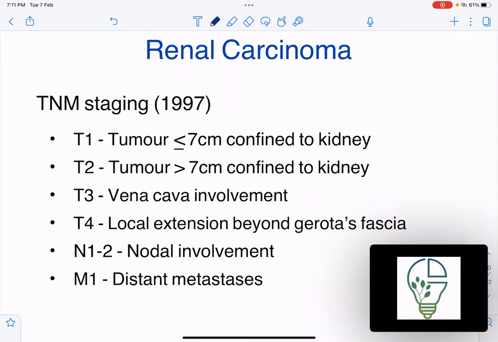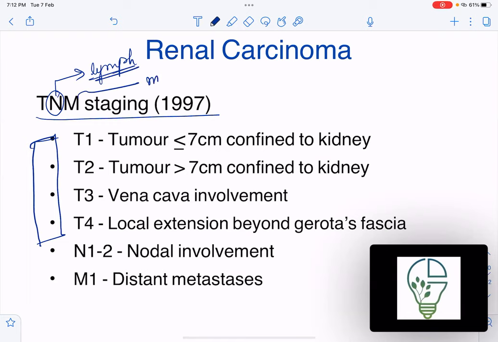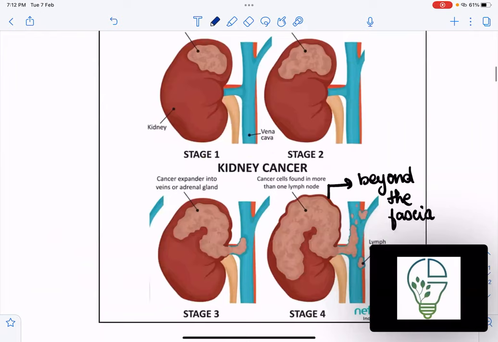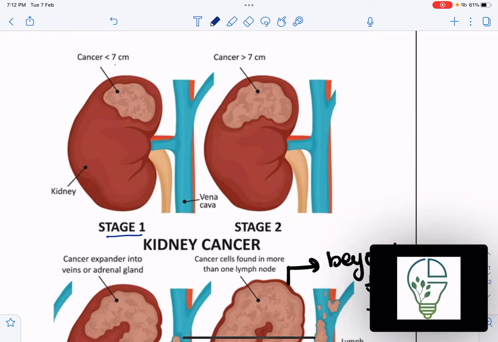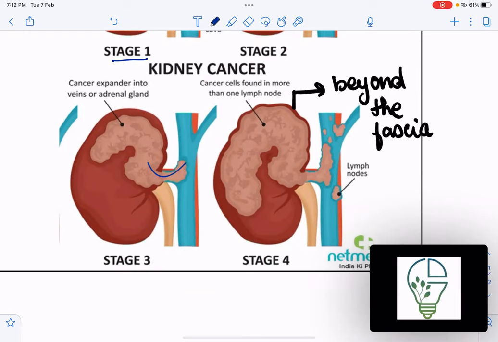When we talk about the TNM staging, the T is for the type itself. N is for nodes, if there are any lymph nodes involved, right? And M is for mets, metastasis, anywhere else. So when we look at T, this is a very good image that can actually help you. Stage one is when it's less than 7 centimeters and inside the kidney itself. Stage two is it's still inside the kidney, but it's more than 7 centimeters. Stage three is when it's actually invading the veins and the adrenal gland. We all know that the adrenal gland sits right on top of the kidney itself.